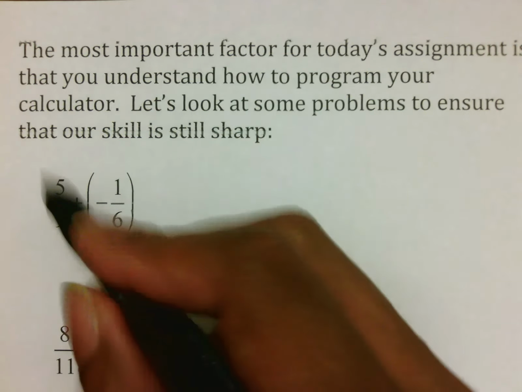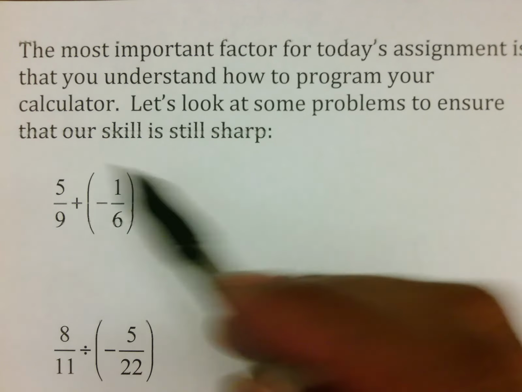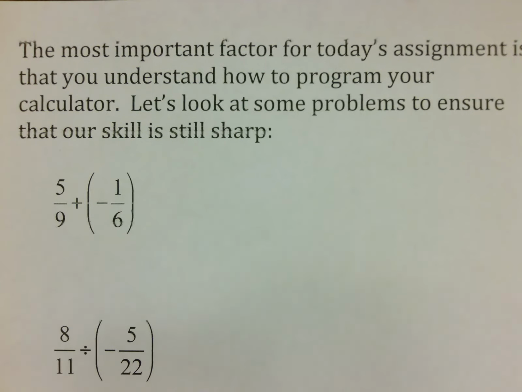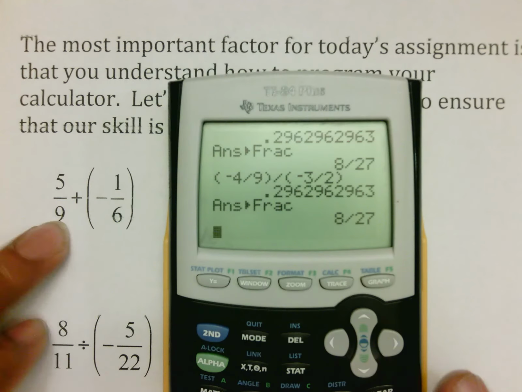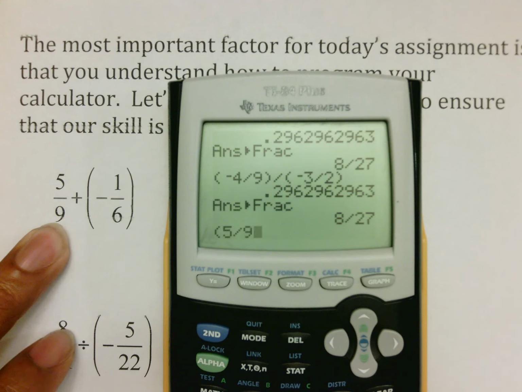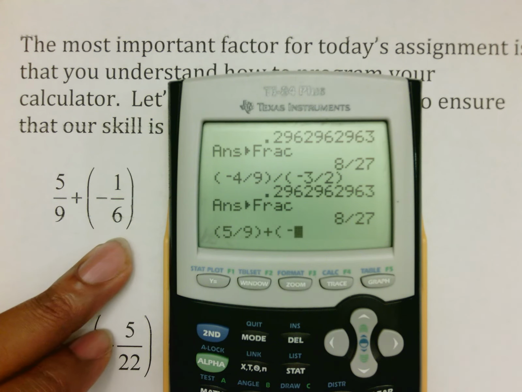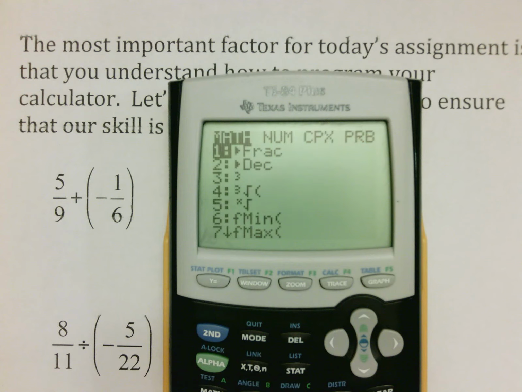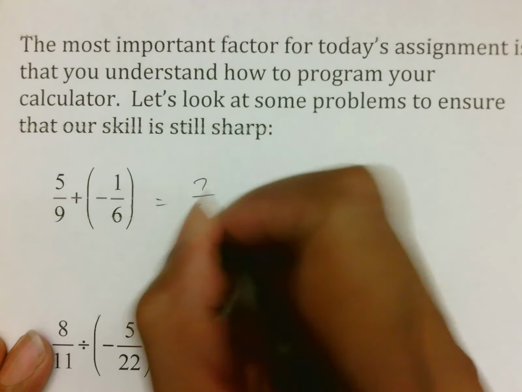Just remember that every time you type a fraction in, you want to use a parentheses, no matter if it's in the problem or not. If it's in the problem, use it. But even if it's not in the problem, if you're typing in a fraction, use a parentheses. So 5/9 plus negative 1/6, this again gets a parentheses, 5 divided by 9. Copy that part, plus, then you see a parentheses and a negative 1 divided by 6, close. You get a decimal, and again, the second thing you have to remember is math, enter is how you turn it into a fraction again, and you get the answer of 7 over 18.